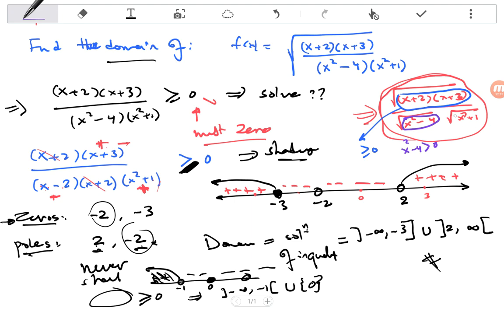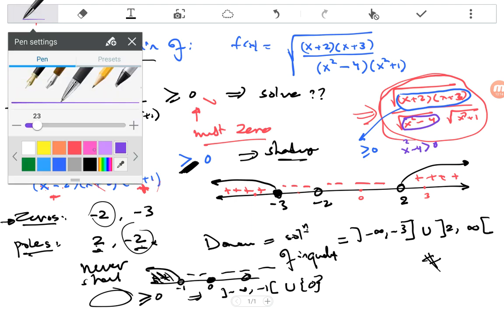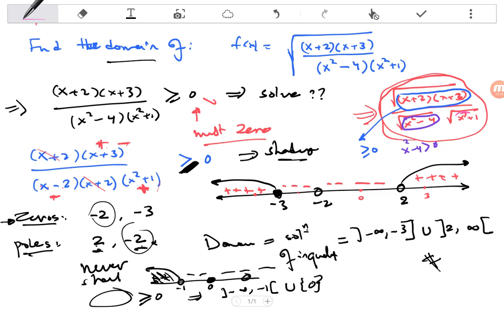What about this part? What is the restriction on this part? We need x squared plus 1 to be greater than or equal to 0. This is always positive. It is always greater than 0. So we may not put a restriction on this part. For any other expression, I would take that expression and put it greater than 0.